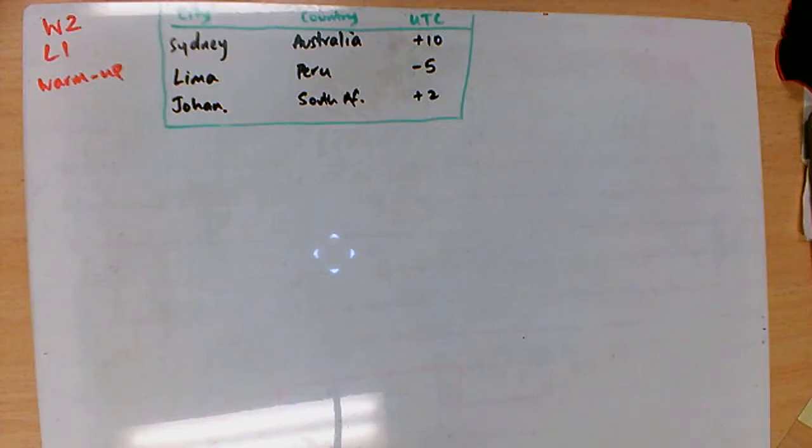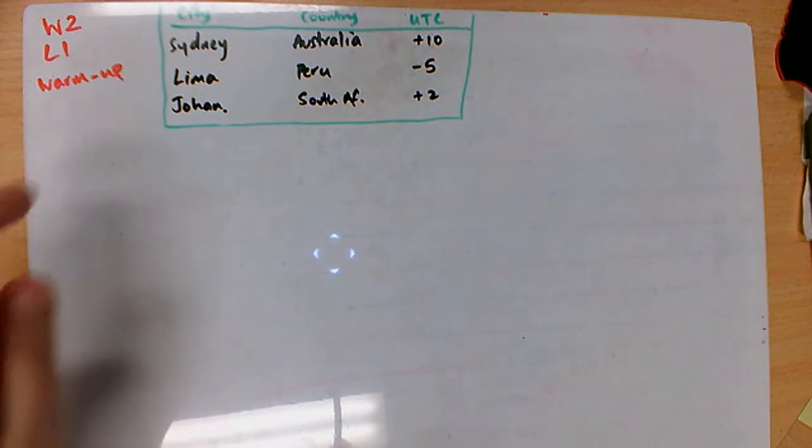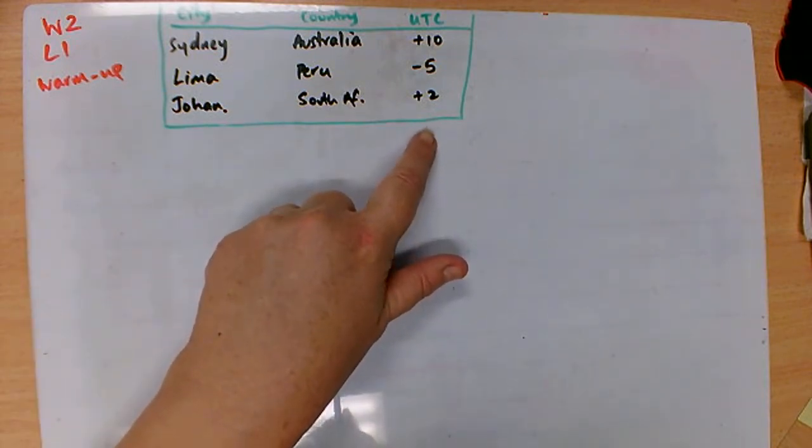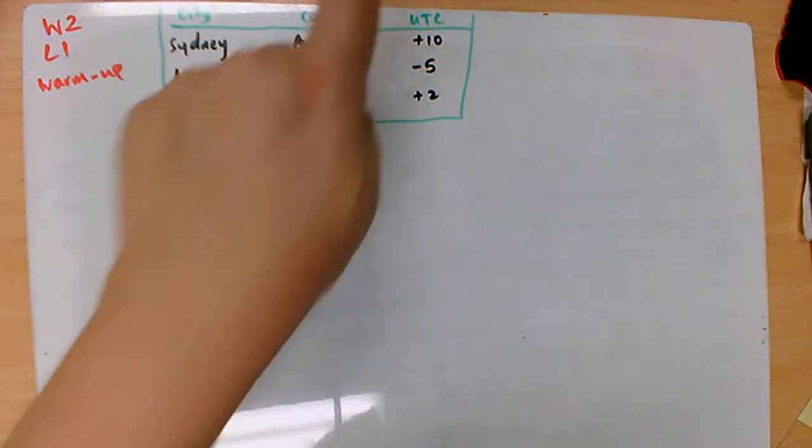Okay, so we're going to do the week 2 lesson 1 warm up. So back to unit 3 where we are looking at time zones. We've got a question here that has given us cities, countries and standard time relative to UTC.